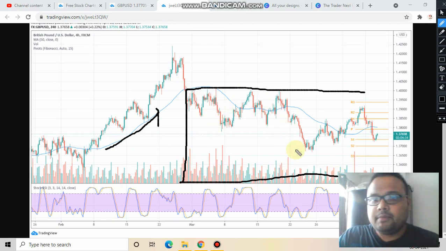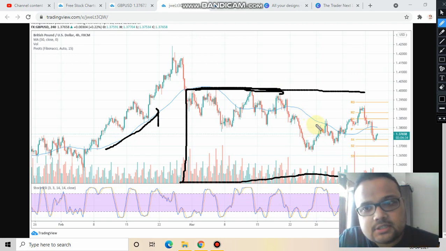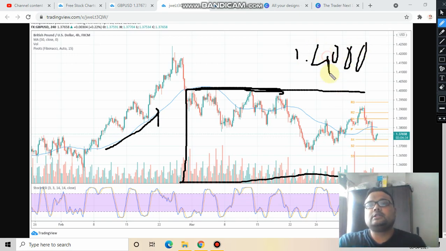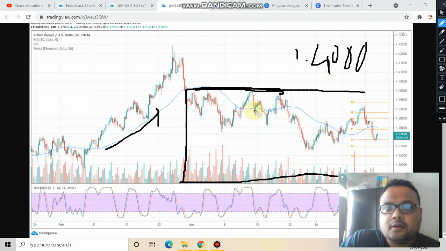Market going up, coming down, going up, coming down, and we can see that market tried to cross this particular level, 1.4000, on 3 different occasions. Market failed, and ultimately market came down.